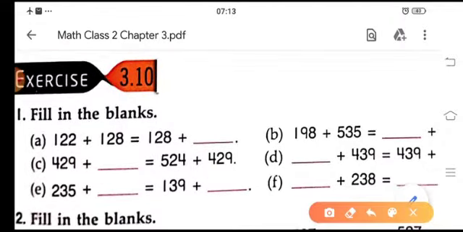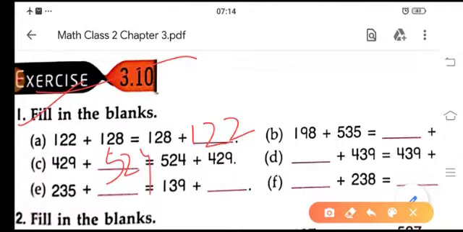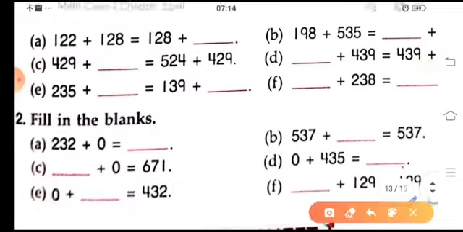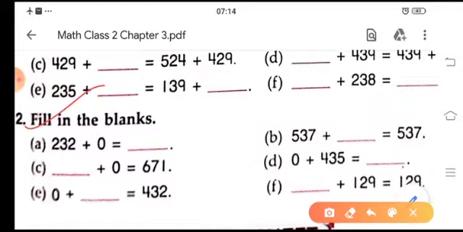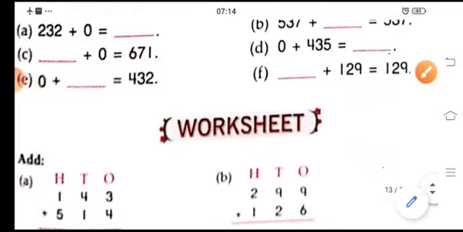Exercise 3.10. Fill in the blanks. 122 plus 128 is equal to 128 plus 122. 429 plus 95 is equal to 524 plus 429. So in this way, children, do the sums in your copy. Fill in the blanks also. Again, 232 plus 0 is equal to 232. So here we'll write 671. In this way, children, do the sums in your copy.